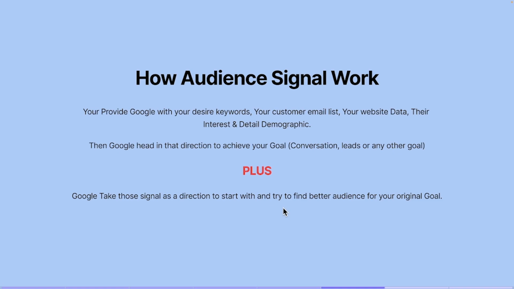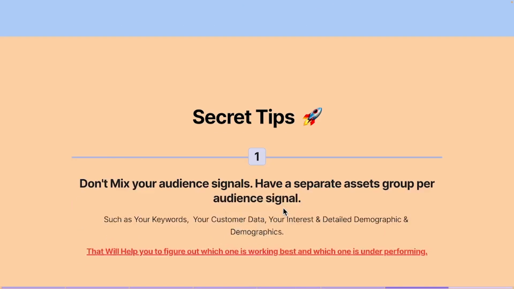But what it does, Google takes those audience signals provided by you as a direction to start with, but it doesn't stop there. It will try to find a better audience for your original goal. So as I said, Performance Max is all about goal and audience. You give it the goal and then you give the audience, and that will be the starting point for Google, but it will go beyond your audience to find out what other audiences work. So that's how the audience signal works.